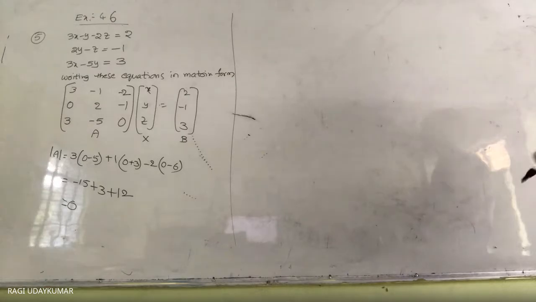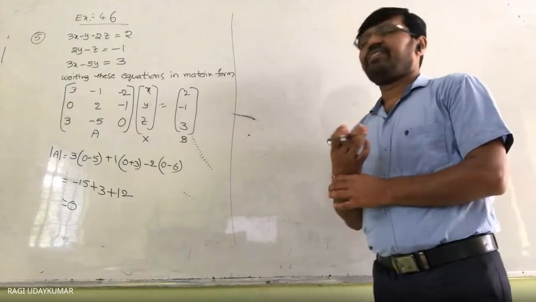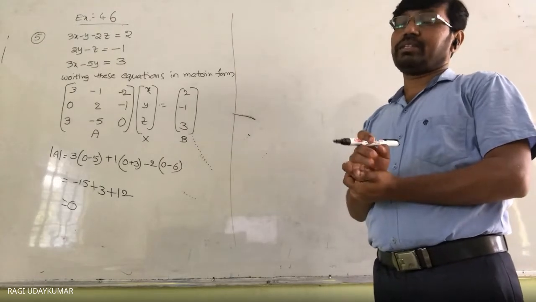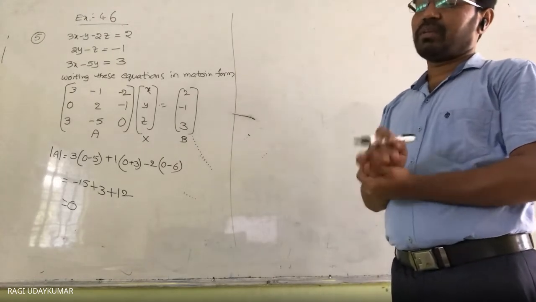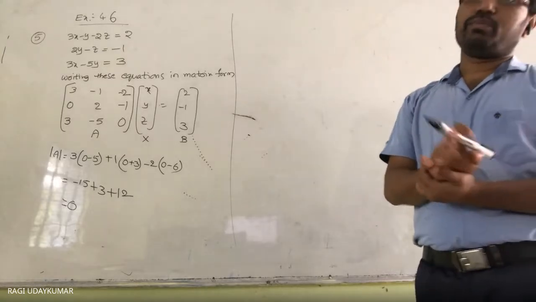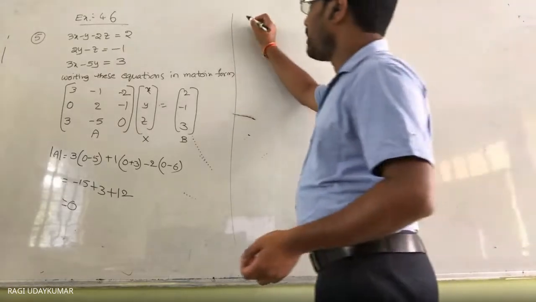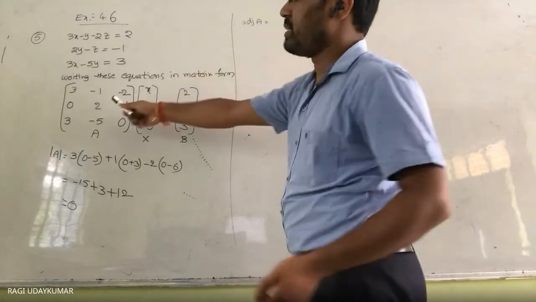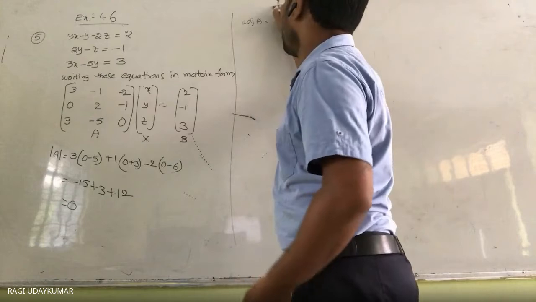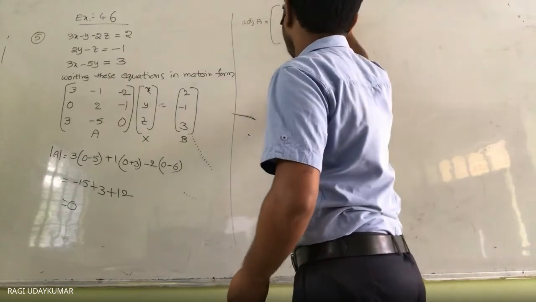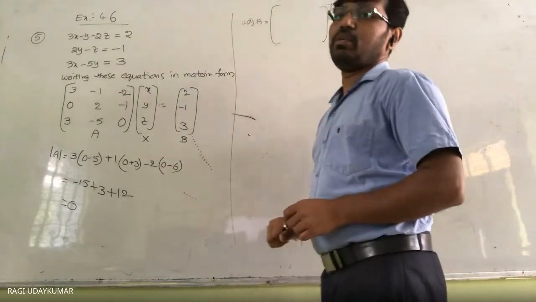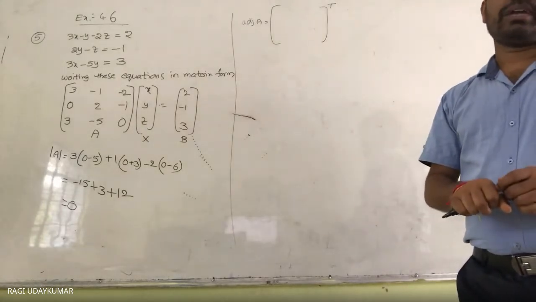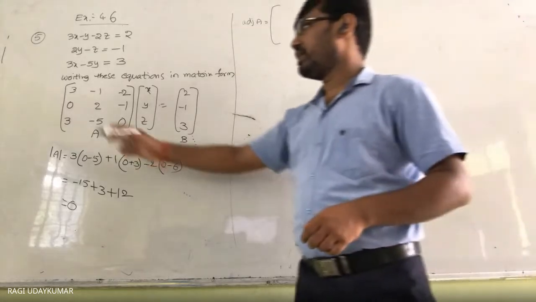So what is meant by the adjoint of A? Every element of A should be replaced with its cofactor. The adjoint of A is the transpose of the matrix obtained by replacing every element with its cofactor. So we have to replace each element with its cofactor. What are we going to get?